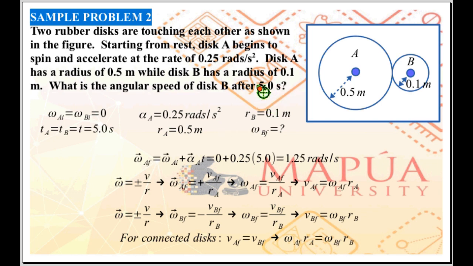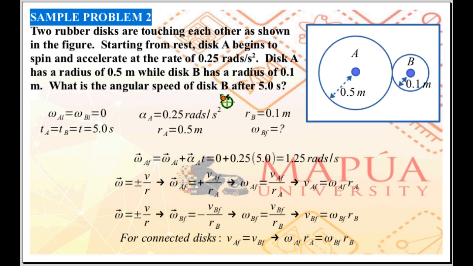Time of travel is 5 seconds. Since the two are moving at the same time, they would have the same time of travel. So TA is equal to TB. Let that just be equal to T, 5 seconds. Radius of disk A, RA, is 0.5 meters. Radius of disk B, RB, is 0.1 meters.